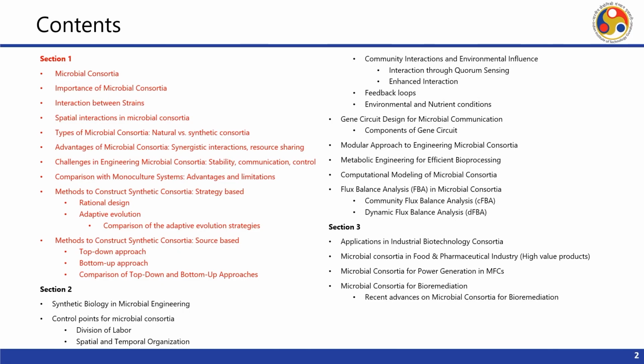the challenges in engineering microbial consortia, the stability, communication and control, a comparison with monoculture systems, advantages and limitations, methods to reconstruct synthetic consortia, strategy based on rational design, adaptive evolution, comparison of the adaptive evolution strategies. Then we also will discuss the methods to construct synthetic consortia, source based, top down approach, bottom up approach, and comparison of top down and bottom up approaches. We will come to the details of the other 2 sections as we pass by.